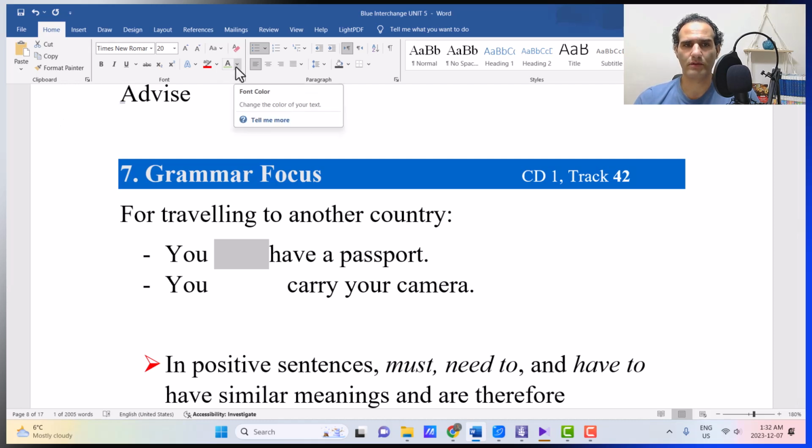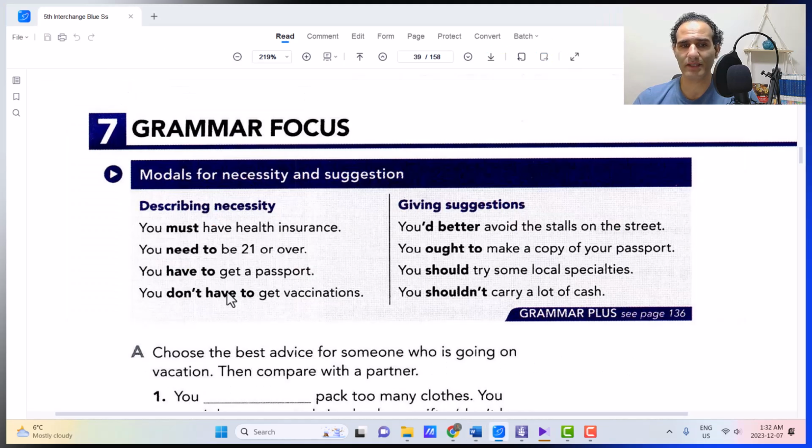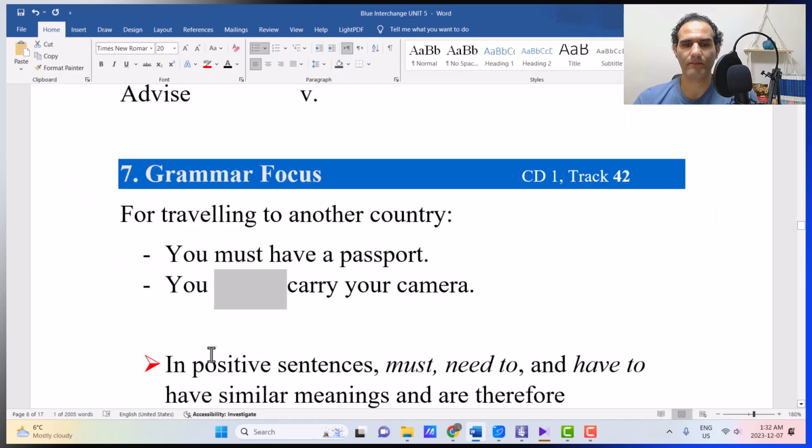Okay, I blackened it. You must have a passport. Why? Because without that, you are not allowed to enter the country. Even you're not allowed to leave your own country. So, must have a passport. This means it is necessary. This one?